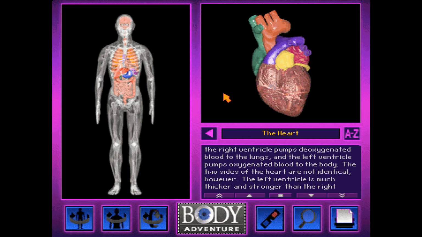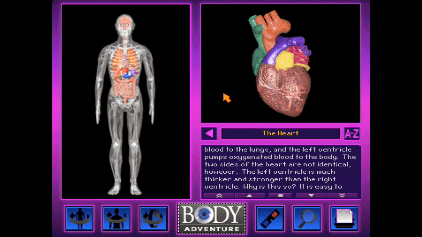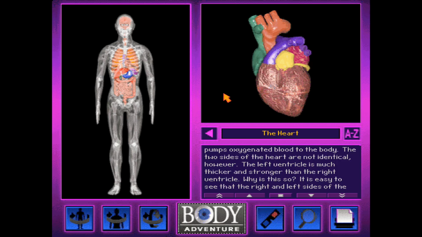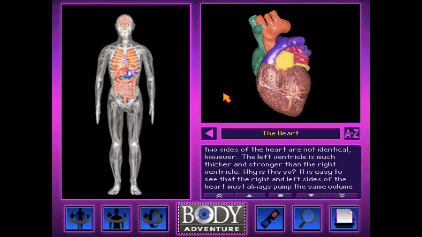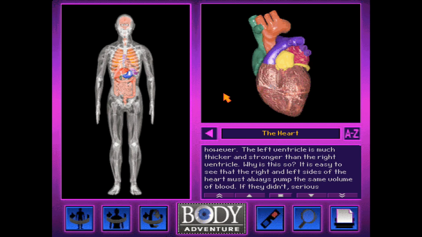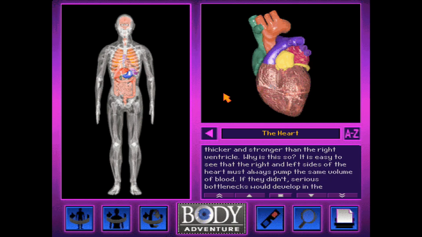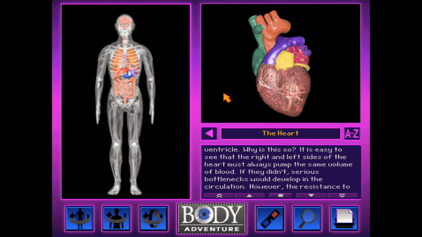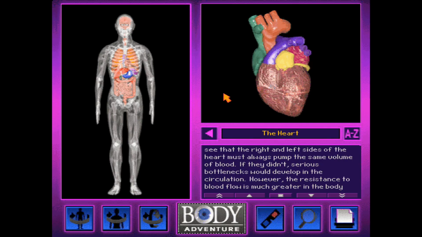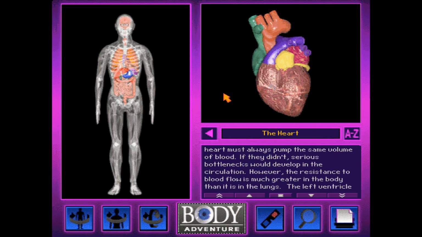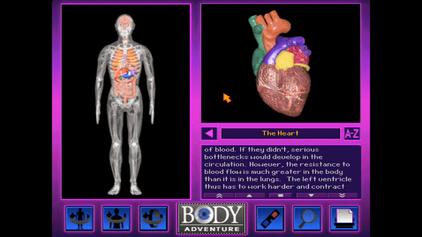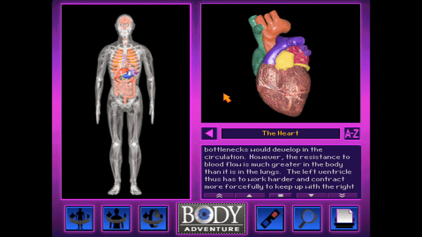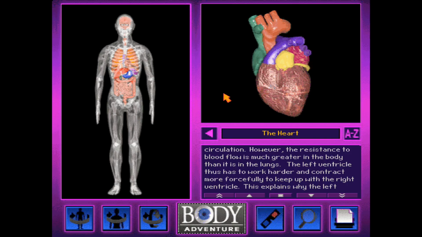The two sides of the heart are not identical, however. The left ventricle is much thicker and stronger than the right ventricle. Why is this so? It is easy to see that the right and left sides of the heart must always pump the same volume of blood. If they didn't, serious bottlenecks would develop in the circulation. However, the resistance to blood flow is much greater in the body than it is in the lungs. The left ventricle, thus, has to work harder and contract more forcefully to keep up with the right ventricle. This explains why the left ventricle has much thicker muscular walls than the right ventricle.